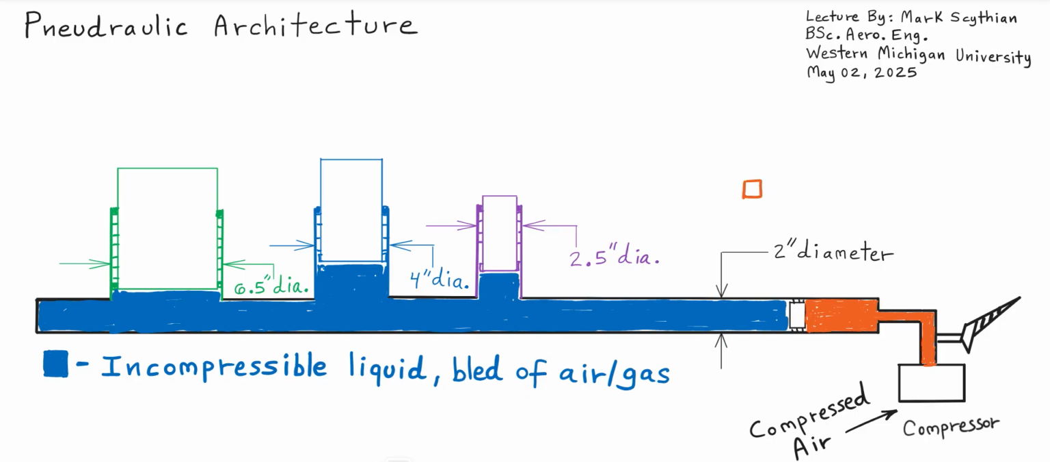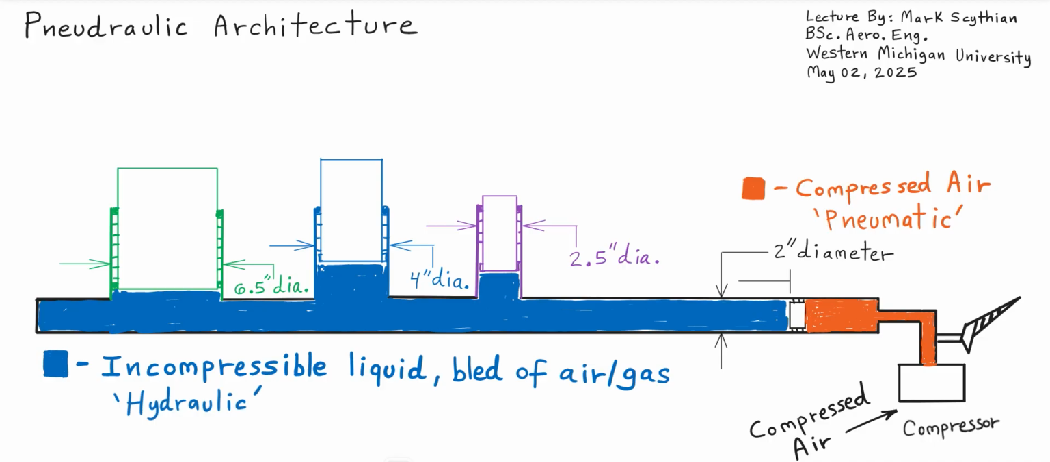So if we were to multiply the pressure times the area, we would then get the force exerted on the input piston from the pressure of the compressed air. So we have the input pneumatic and output hydraulic. So that is the Pneudraulic application. In this case, it is a Pneudraulic architecture.